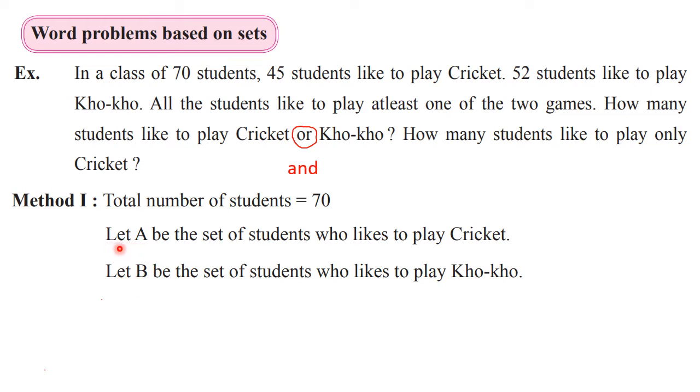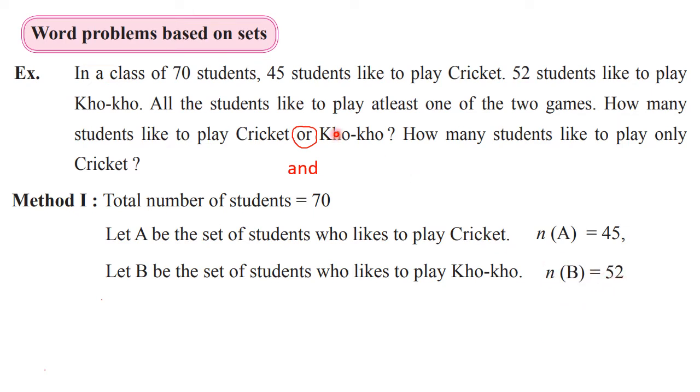Okay, now A is the set of students who like to play cricket, and you read it here, 45 students like to play cricket. That means the number of students who play cricket is 45. So what we can write down, n(A) is 45. So you have to read the information and accordingly write it down step by step. Then see, B is the set of students who like to play kho. And what we can see here, 52 students like to play kho. So what we can say here, n(B) is 52.